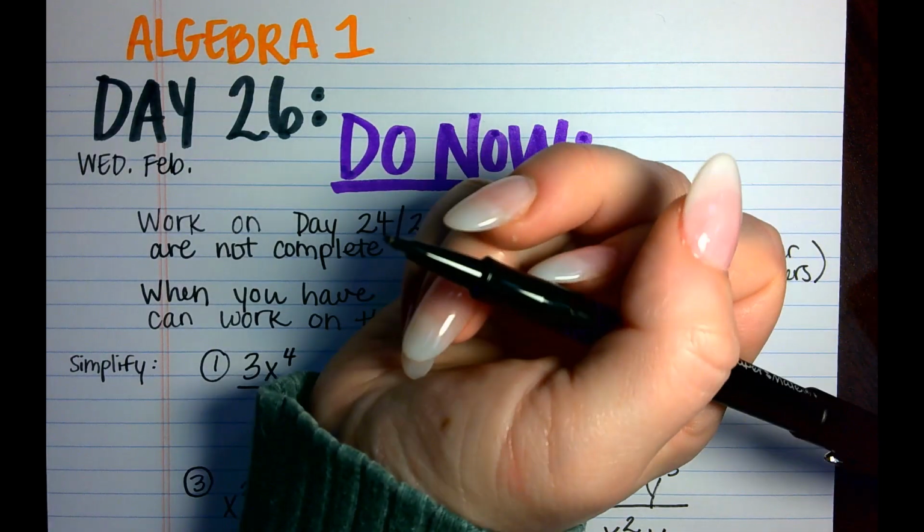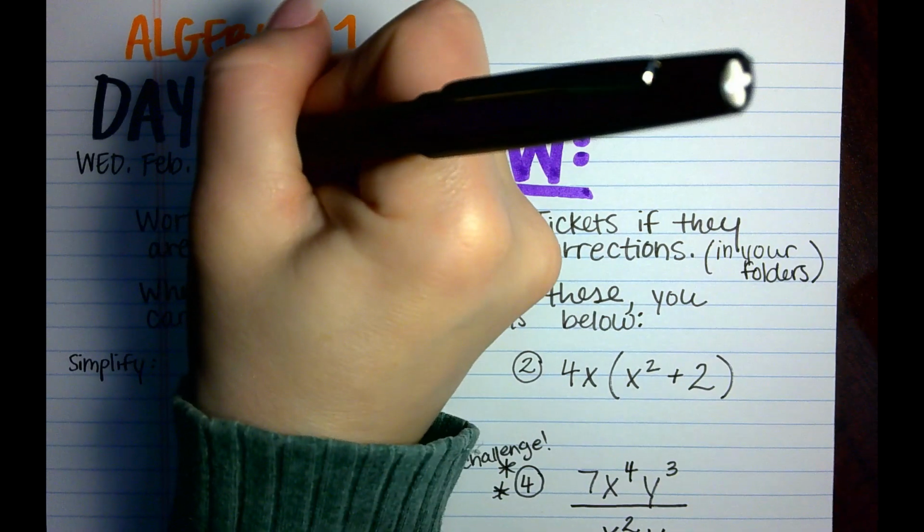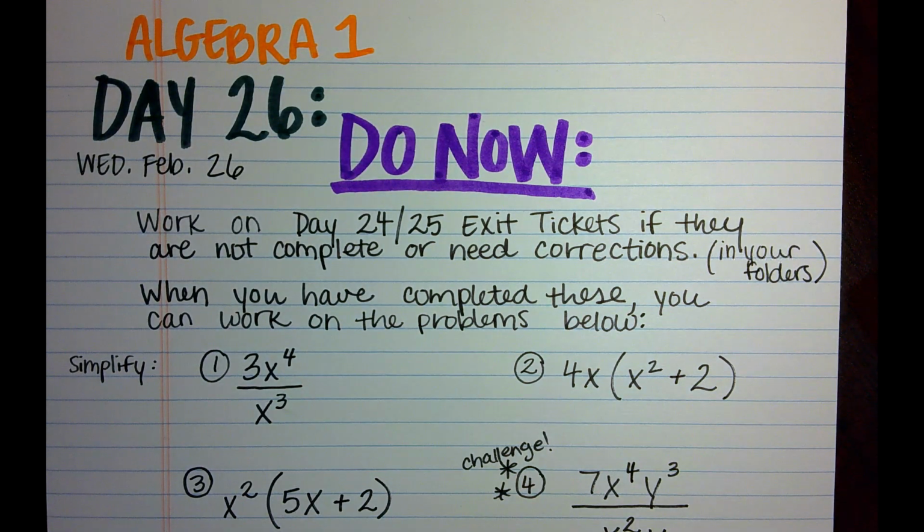February, what's the date? Yesterday was the 26th. Is today the 26th? Okay. It is. Forgot I changed my calendar last night.